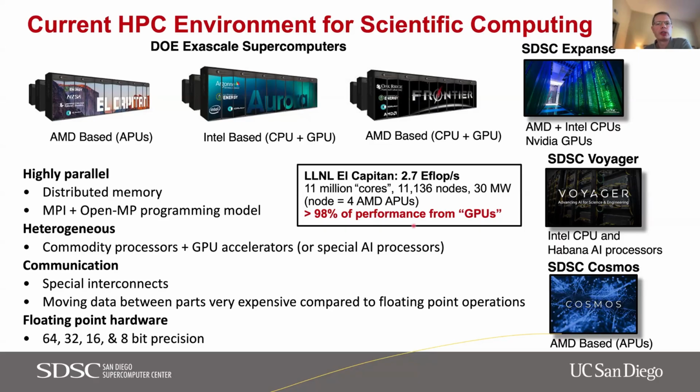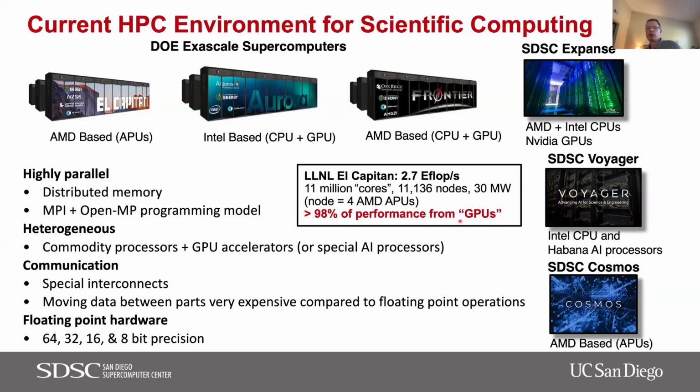I'm also not going to talk much about it, but also the exascale computers, bigger systems that you see, the DOE exascale supercomputers, they're also based on these accelerated processing units that combine a CPU and a GPU on a single chip, or CPU and GPU based, either Intel CPUs and GPUs or AMD CPUs and GPUs. And these are highly parallel systems. And all of them basically have commodity processors and GPU accelerators or special AI processors. And over 98% of the performance comes from GPUs.